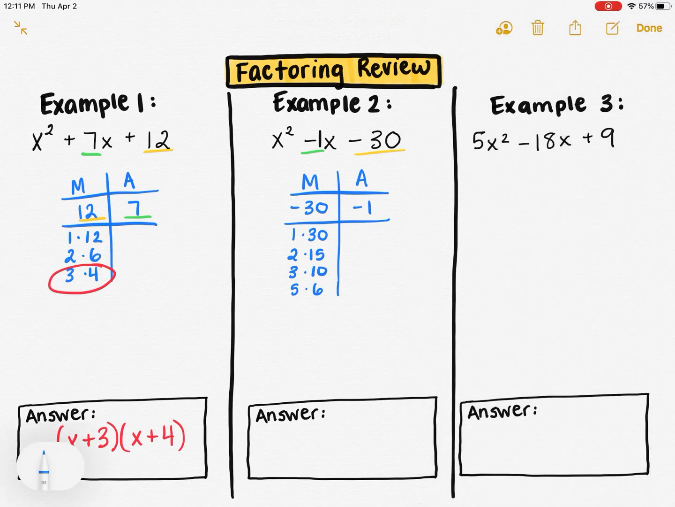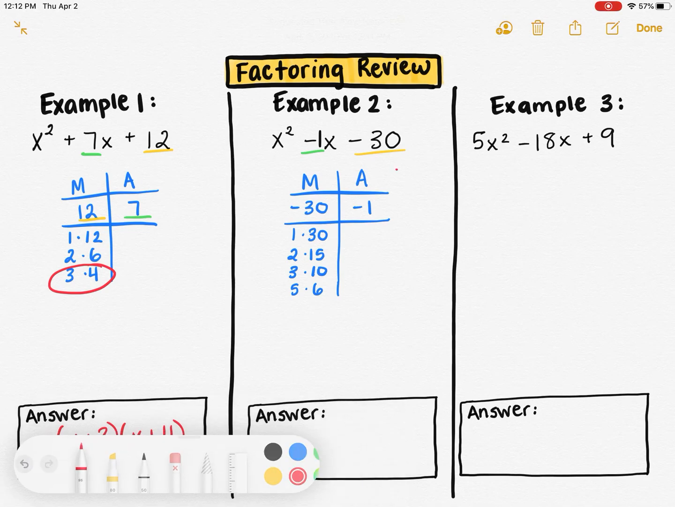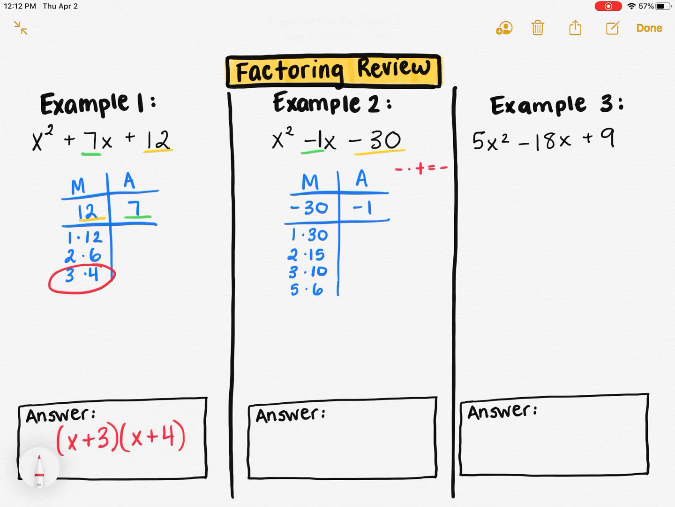So now I just need to figure out which of these would add to negative 1. Well, first of all, I know I'm multiplying to a negative and adding to a negative. So one of my factors has to have a negative sign, and then the other one has to have a positive sign. The only way you can get a negative is if you multiply a negative times a positive. That gives you a negative. So that means I'm looking for which of these pairs of factors has a difference of 1, because again, that's what I'm adding to, negative 1. So which of these pairs is 1 apart? That's what I want to ask myself. 1 and 30, those are 29 apart, so those can't be right.